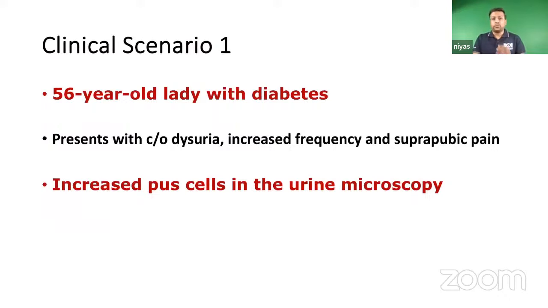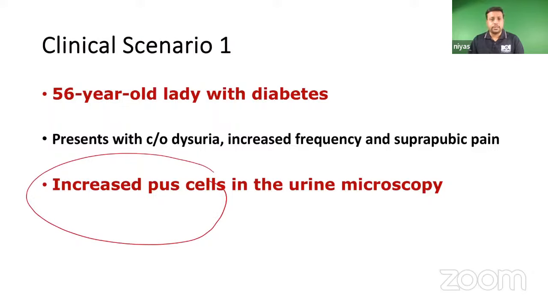So I will be dealing with a few clinical scenarios. The first clinical scenario is a 56-year-old lady with diabetes who presents to you with complaints of dysuria, increased frequency, and suprapubic pain. Her urine analysis shows increased pus cells.